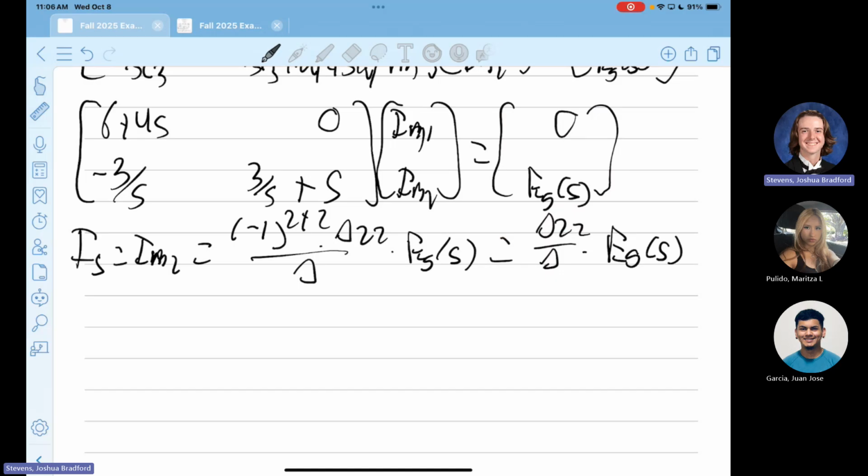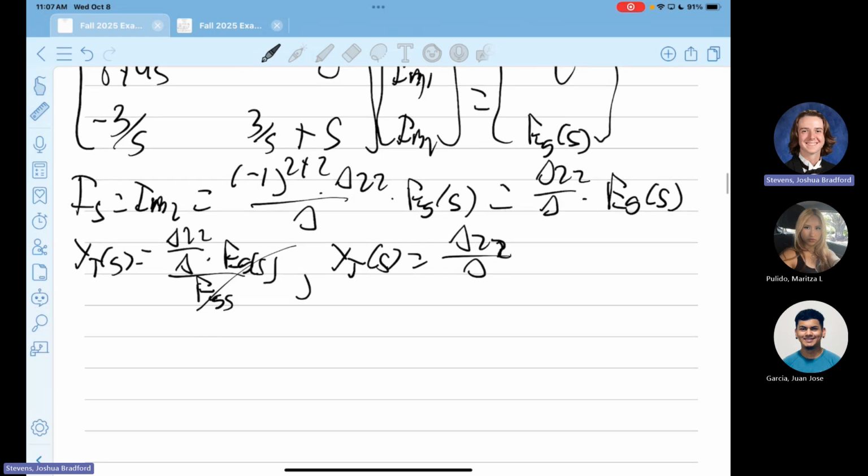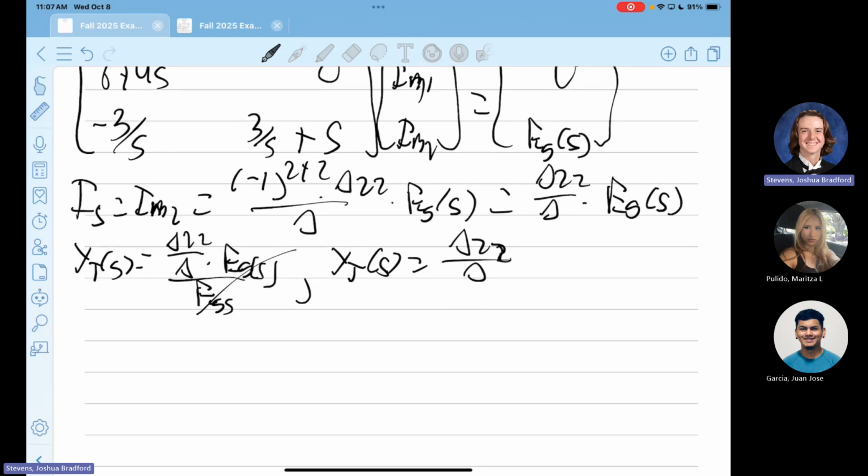Well, that Y of T is just IM2 over EG, so the EG of S cancels out. It becomes YT of S equals delta 2 over delta times EG of S divided by EG of S. Those cancel out. Y of T of S equals delta 2 over delta. Does that make sense? Yay, nay, maybe? Cool. All right. What's delta 2?